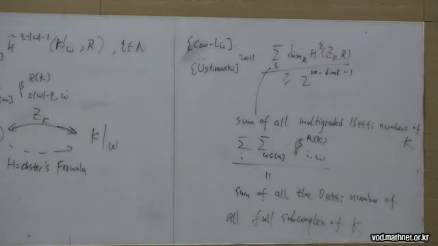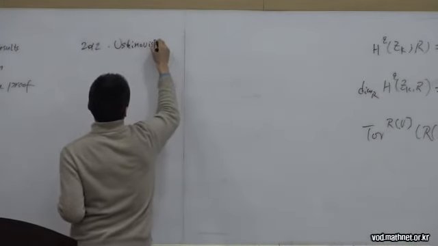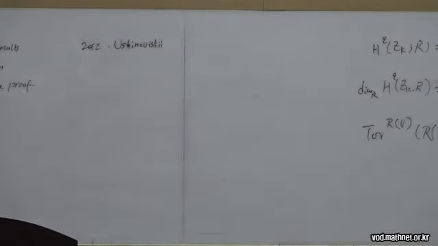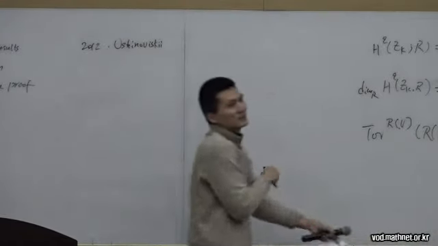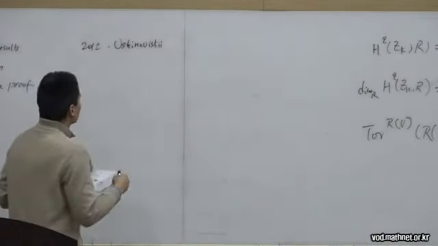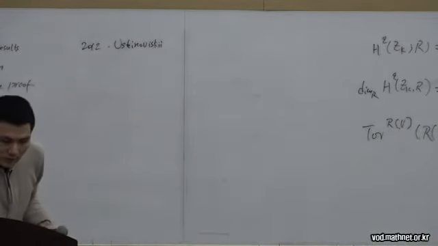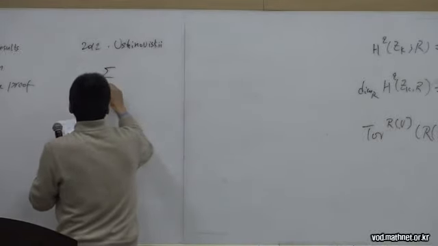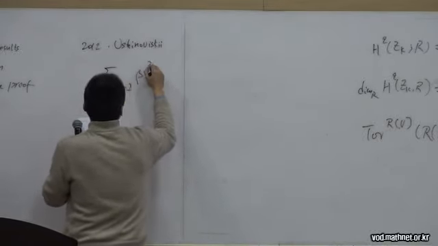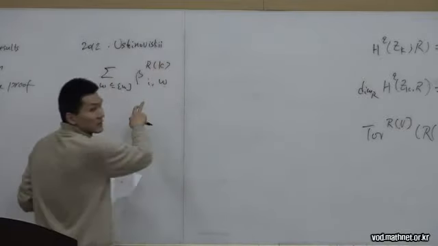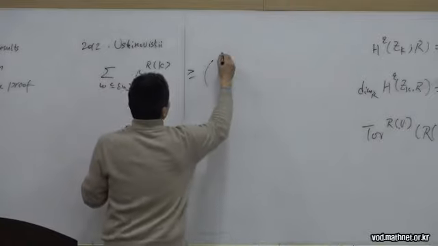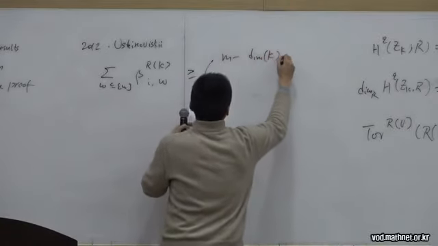Okay. But later, in 2012, Ustinovsky found that this result actually followed from a very known result in homological algebra, and this is what he showed. He showed that for each fixed I, if you sum up all the bigraded Betti numbers at degree I, it is greater or equal to m minus dimension K minus 1 choose I.